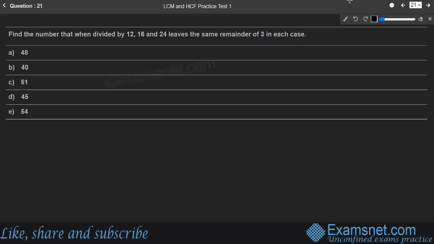Next, find the number that when divided by 12, 16, and 24 leaves the same remainder of 3 in each case. For this type of question, there's a direct method available. We find the LCM of 12, 16, and 24, and the remainder of 3 is left out as it is. So the number is 3 more than their LCM. So plus 3. This is the direct method that we can follow.